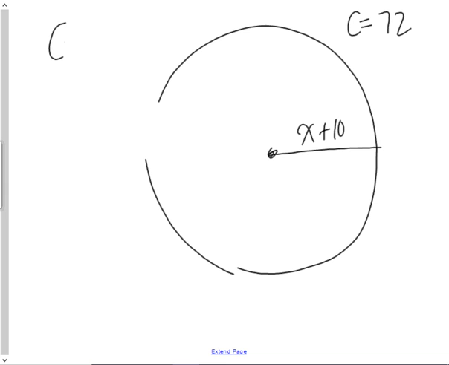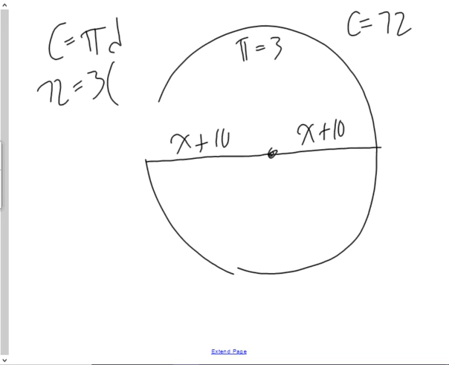So the first thing we're going to do is figure out, well, what is that x value? So circumference equals pi multiplied by diameter. I think on your sheet I said pi will be 3 to keep it simple. So the circumference is 72, so I'm going to substitute that where my C is. Pi is 3. And the diameter, I know the radius is x plus 10, which means this is x plus 10. And again, if you want to think of it, this is x plus 10. This is x plus 10. So really I have two x's, and plus 20 is going to be the length of my diameter.